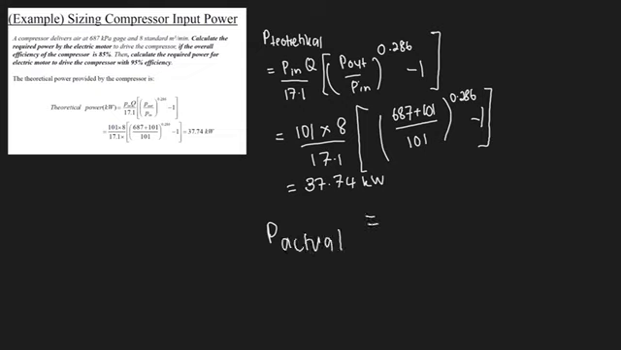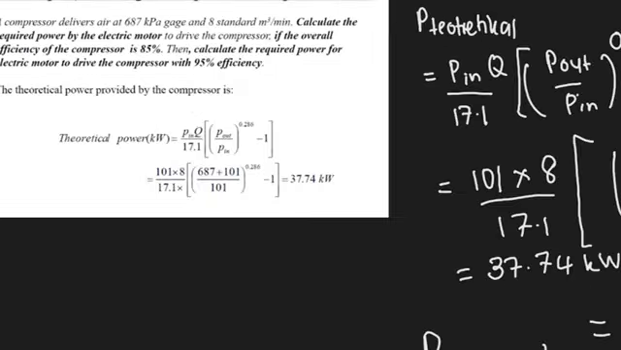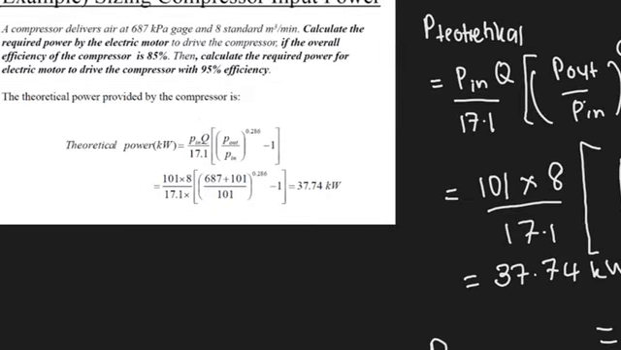So the actual power is equal to the P theoretical divided by the efficiency of the compressor, the overall efficiency of the compressor. So this is equal to 37.74 divided by 0.85, and you will get 44.4 kilowatt.